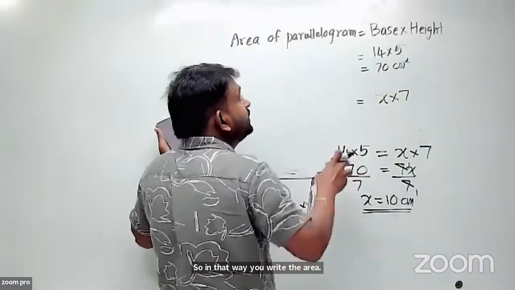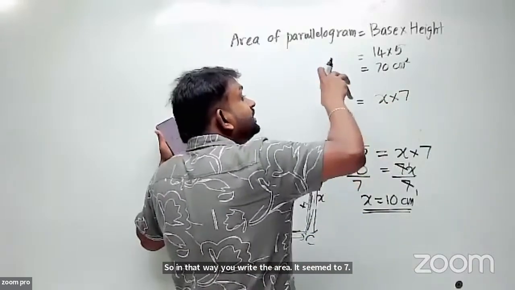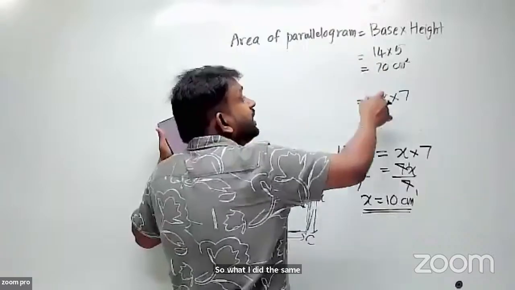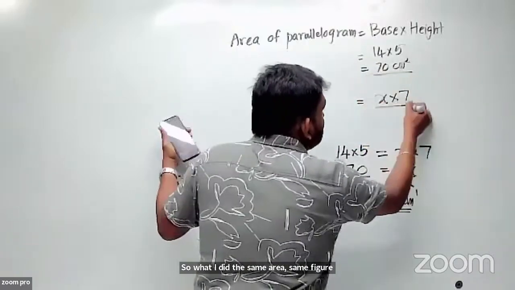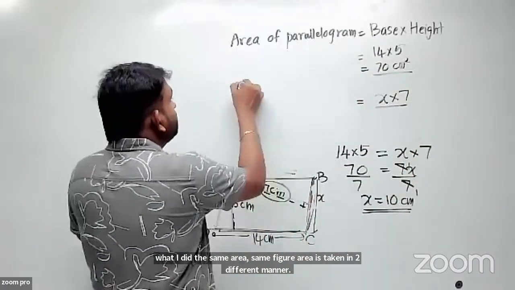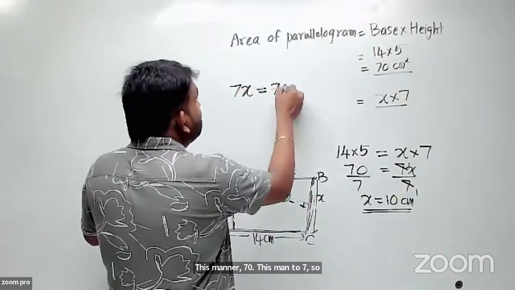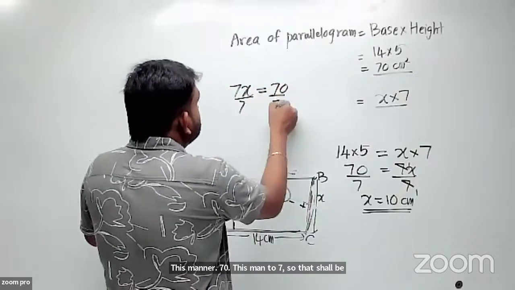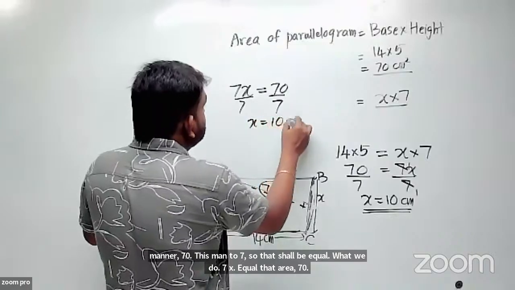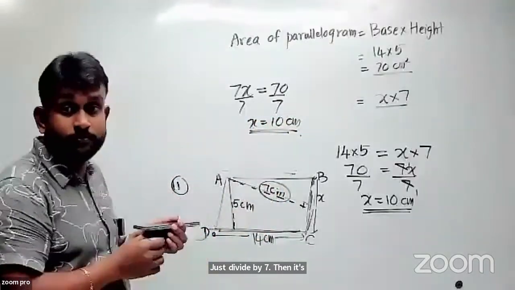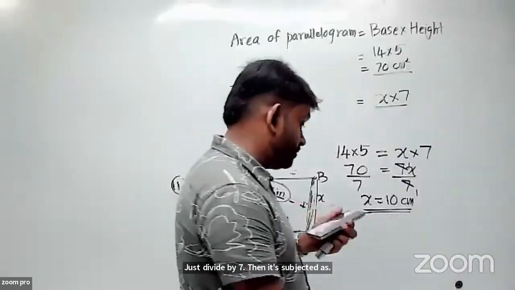So what I did, the same figure, the area is taken in two different manners. This manner 70, this manner x into 7. So that shall be equal. What we do, 7x equals the area 70. Just divide by 7, then x is 10. That's it. I think you understood.